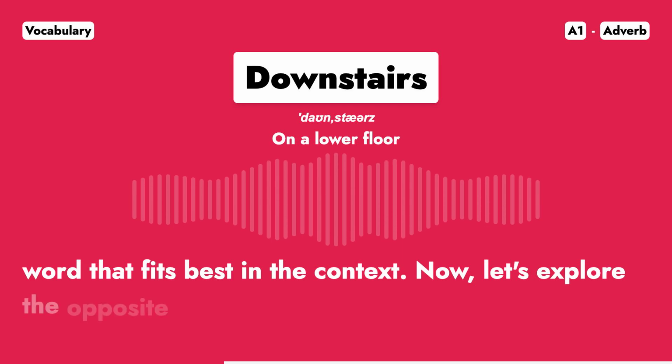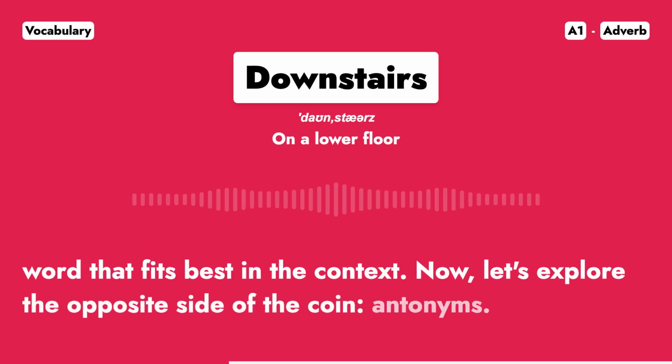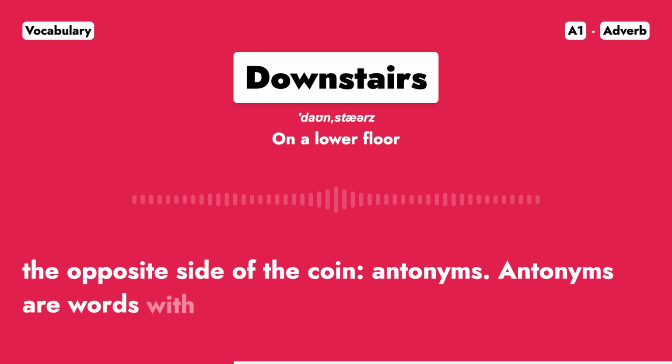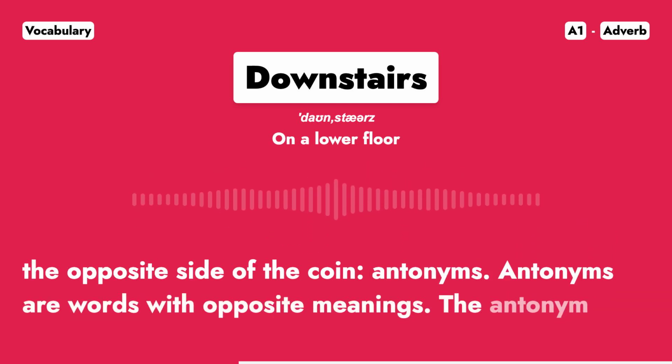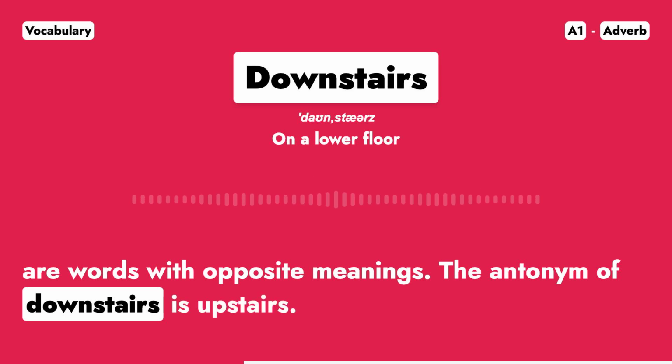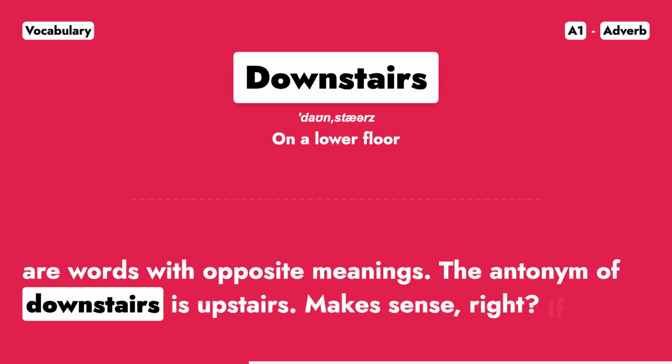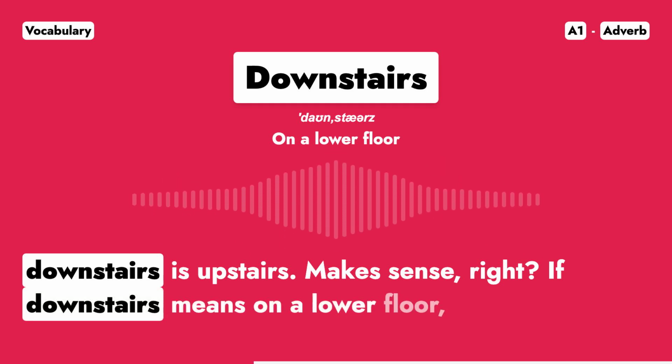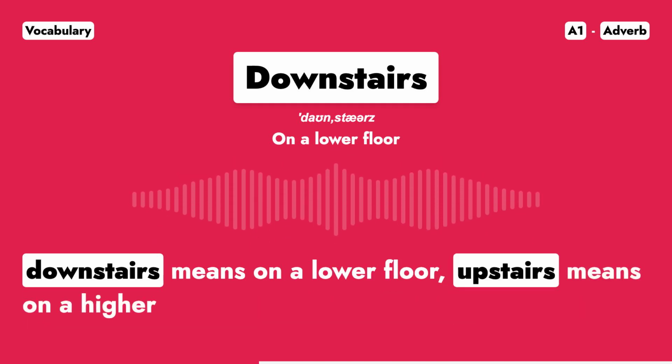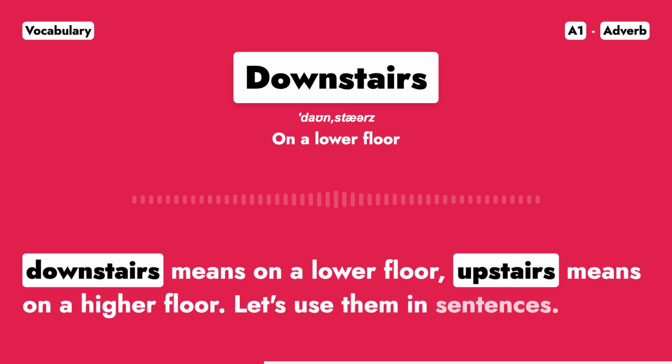Now, let's explore the opposite side of the coin, antonyms. Antonyms are words with opposite meanings. The antonym of downstairs is upstairs. Makes sense, right? If downstairs means on a lower floor, upstairs means on a higher floor. Let's use them in sentences.